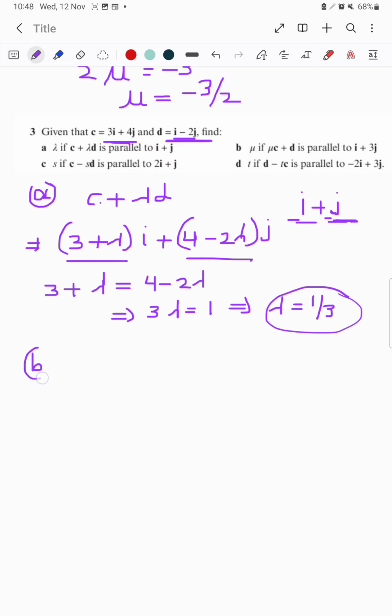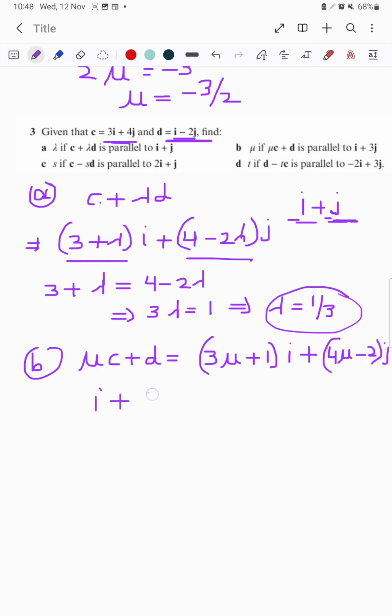Then the B part of this question is mu c plus d. So first I will form this mu c plus d. I am doing it directly. It will be 3 mu plus 1 i, and then plus 4 mu minus 2, that is the j component. Now this is parallel to i plus 3j. So what I see here is that the j component is 3 times the i component, right? Here j is multiplied by 3 and i is 1.